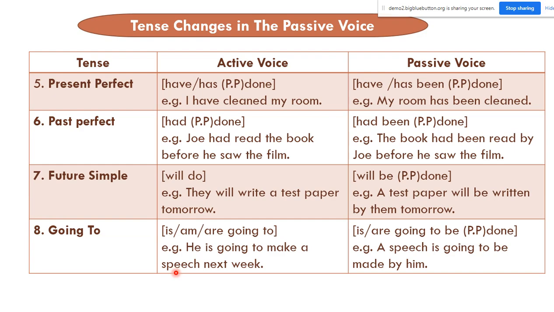I want to start with a speech. This means that I will change it into the passive: A speech is going to be made. What happened? The change is that be is followed by the past participle. Going to be is followed by the past participle of the verb. My verb is make, made, made. A speech is going to be made by him.